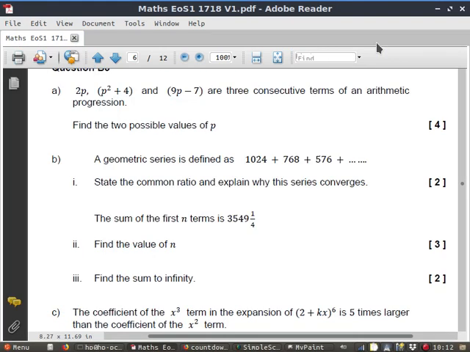Okay, what have we got? Three terms. They're consecutive terms in an arithmetic progression. Find the value of p. So let's write them down.